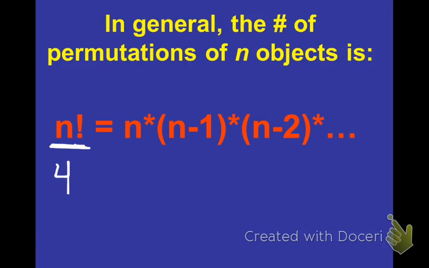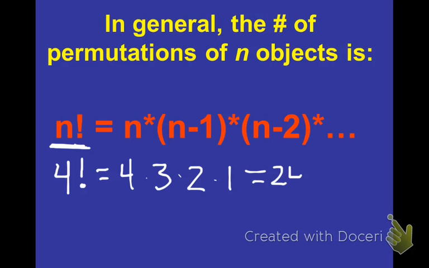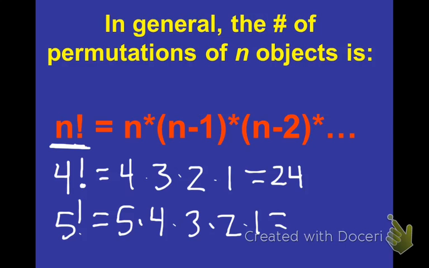Here's your example. 4 factorial. All that means is I'm going to take 4 times 3 times 2 times 1. All the numbers smaller than it, all the way down to 1. And 4 times 3 times 2 times 1 is 24. If I had 5 factorial, I'm just going to take 5 times 4 times 3 times 2 all the way down to 1. Multiply those together, you get 120.